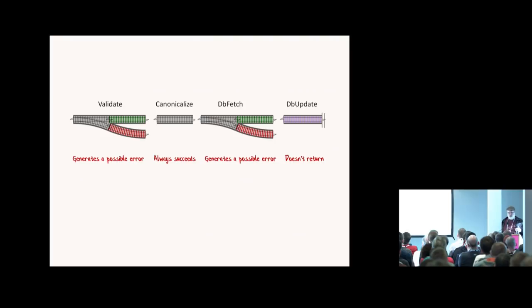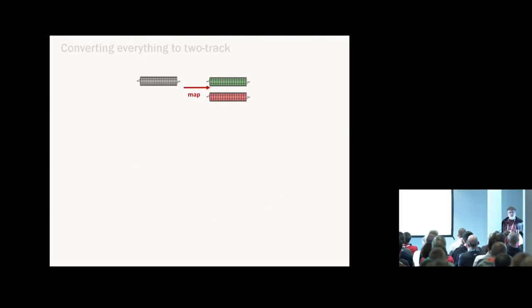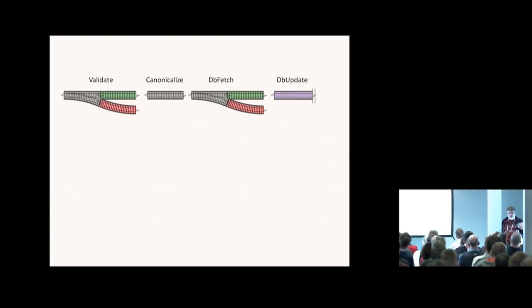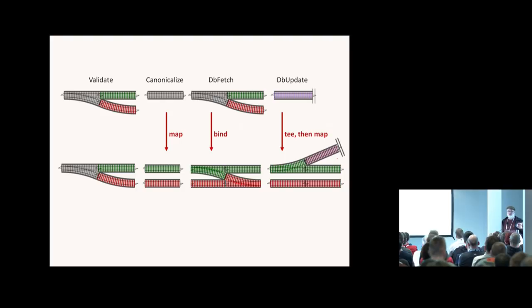How can you compose these functions? They don't have the same shape. So we have all these transformer functions. We have map, we have bind, we have a tee and a map, and we basically go through some work to transform them into two tracks. And once we've transformed them all into two-track functions, we can then glue them together. So that's why all these helper functions like map and bind are really important, because they allow you to transform stuff into things that can be composed. Getting composition to work is like the number one priority when you're doing functional programming.